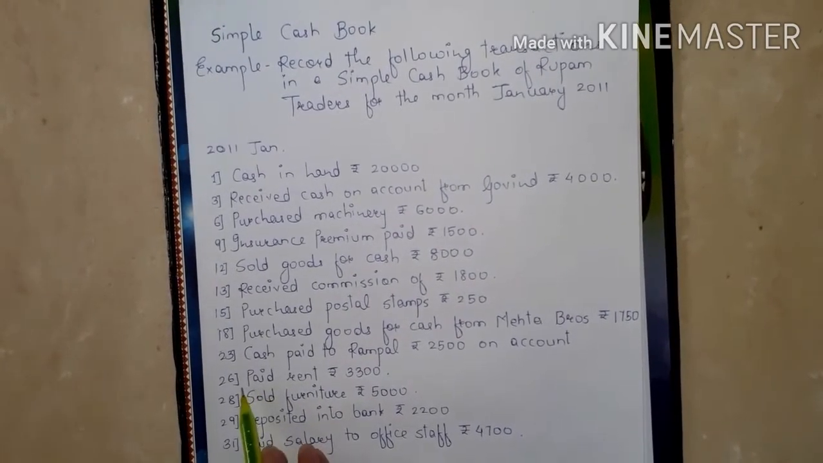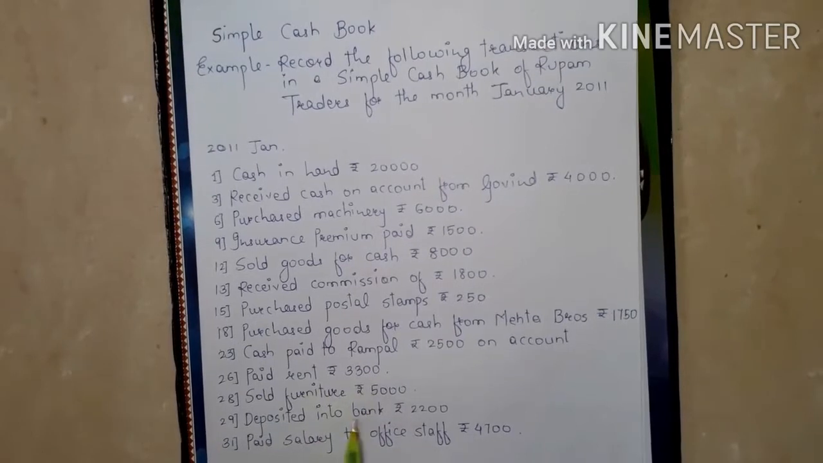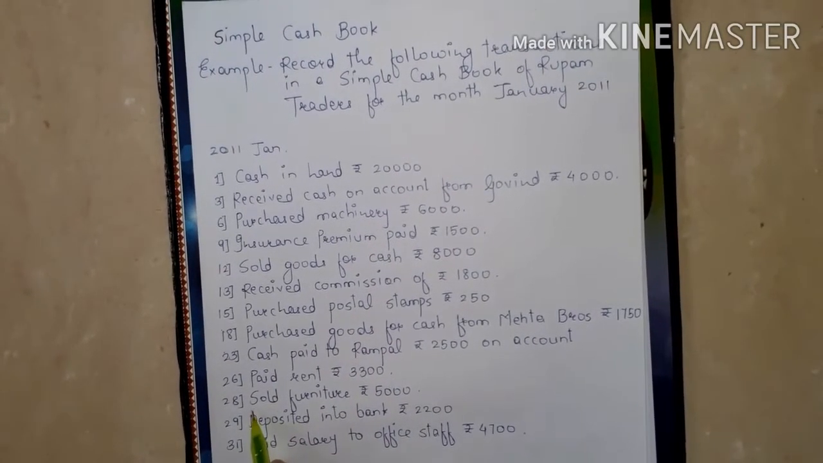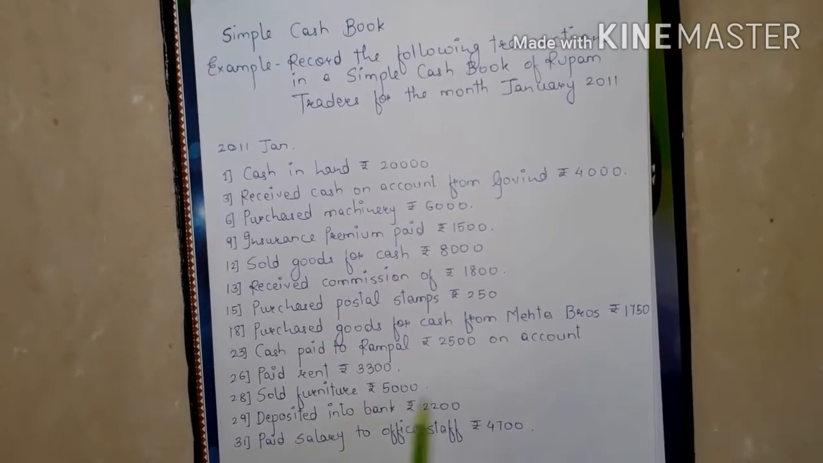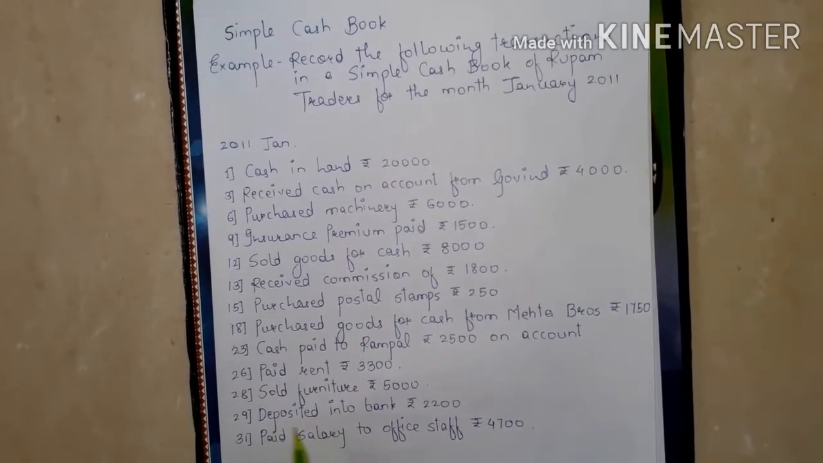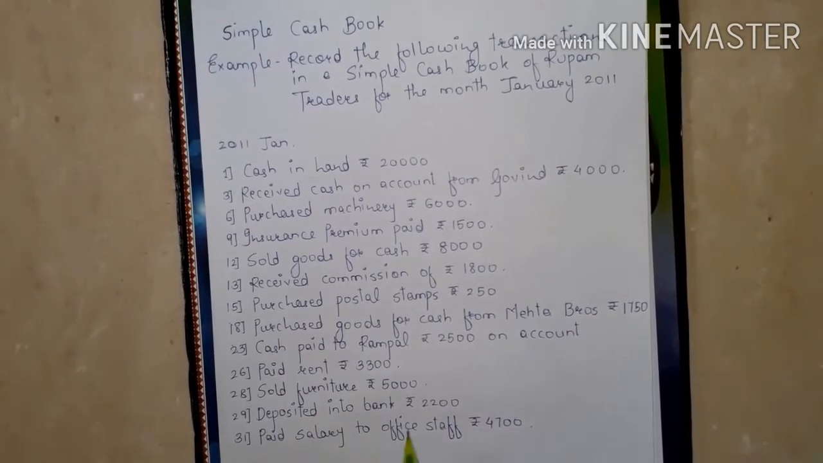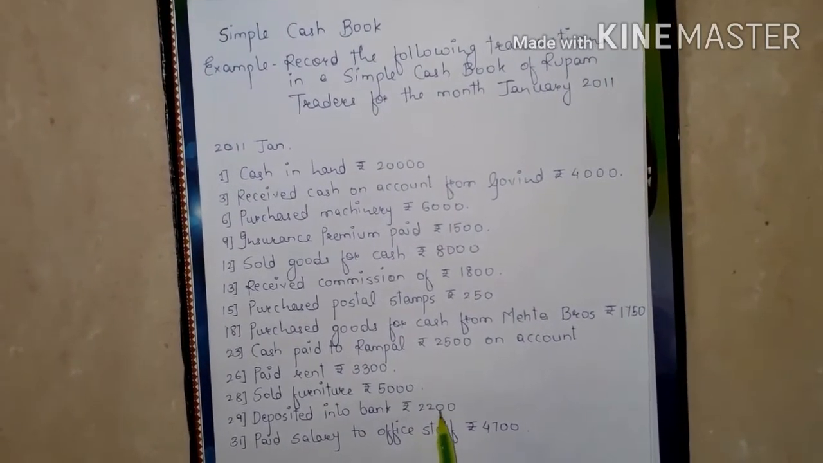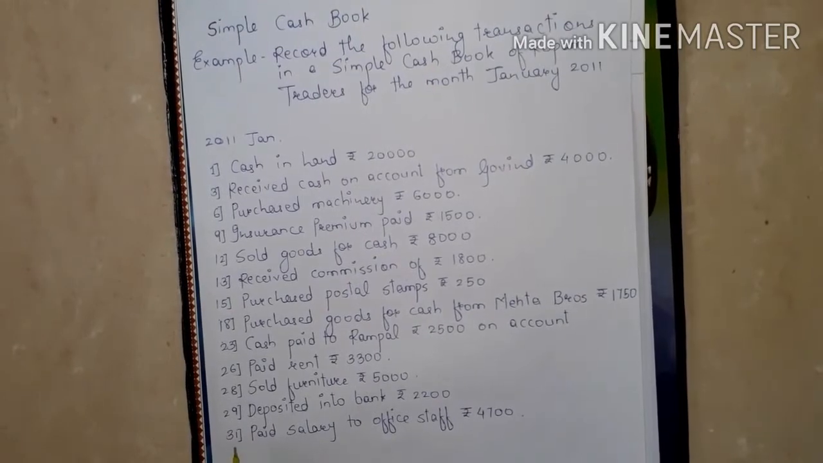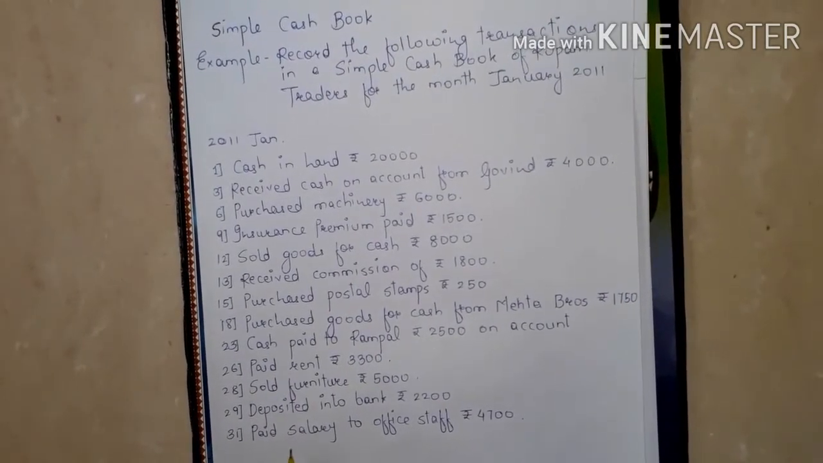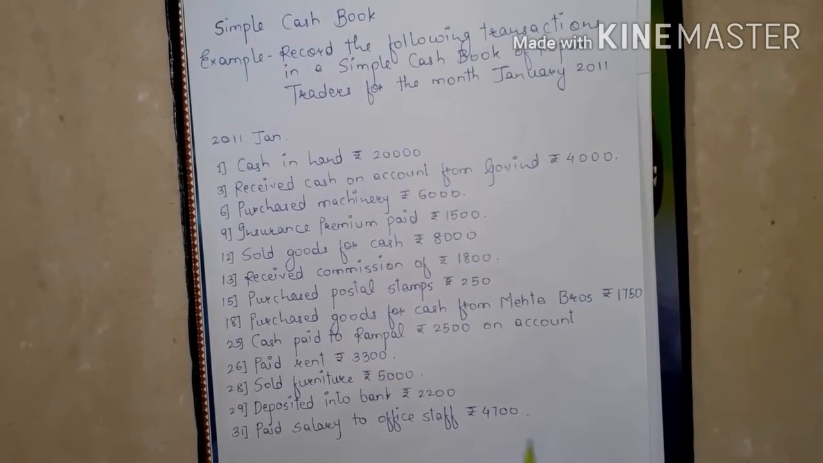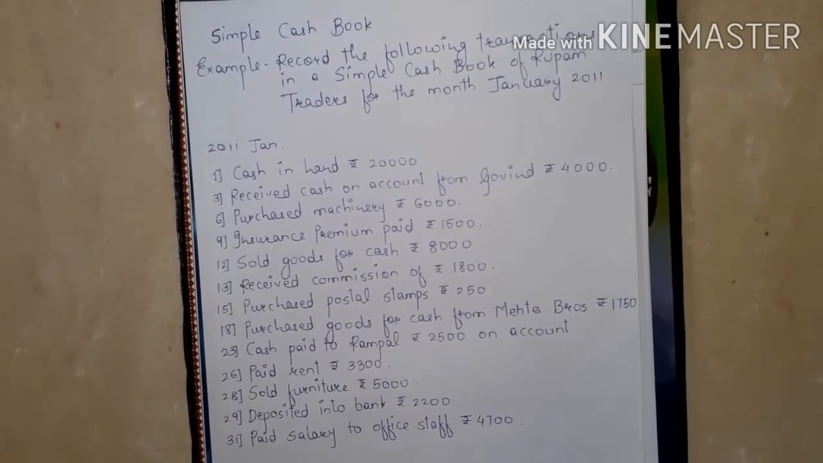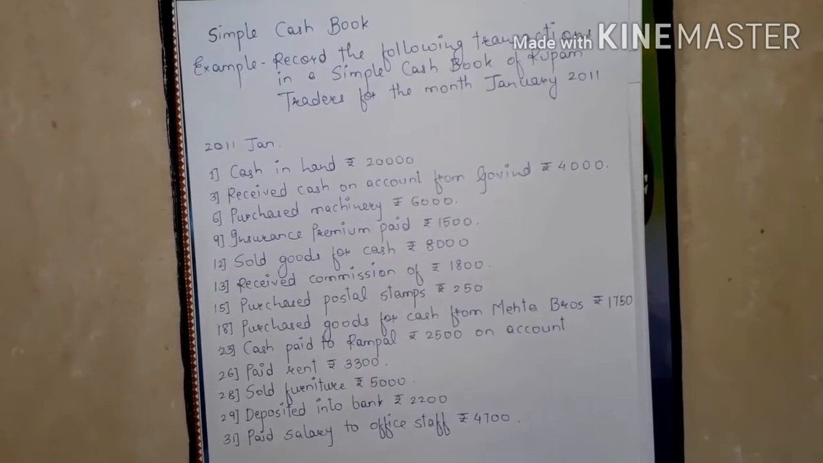Next, on 26th Jan, paid rent rupees 3,300. On 20th Jan, sold furniture rupees 5,000. Next, deposited into bank rupees 2,200. Last, on 31st January, paid salary to office staff rupees 4,700. So all these transactions are of Rupam Traders.